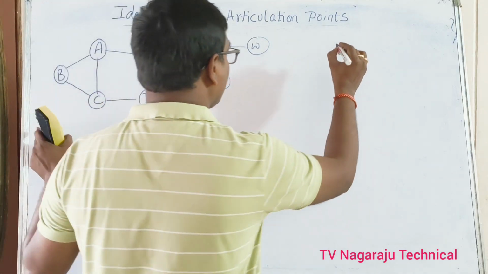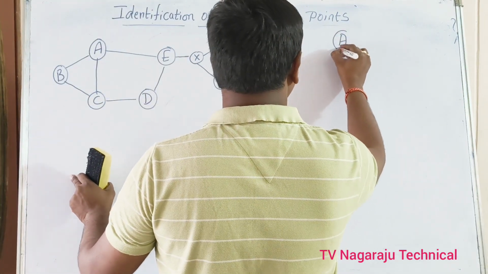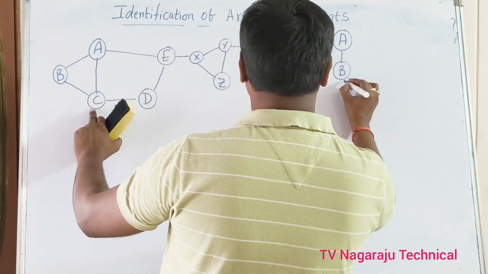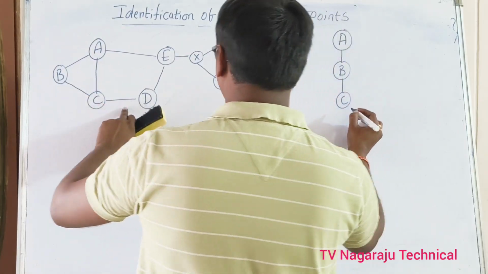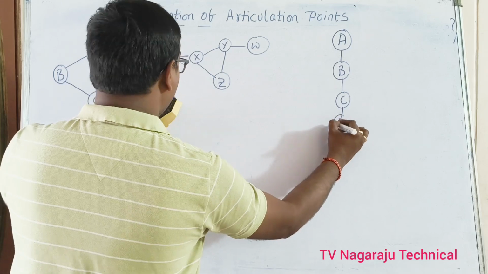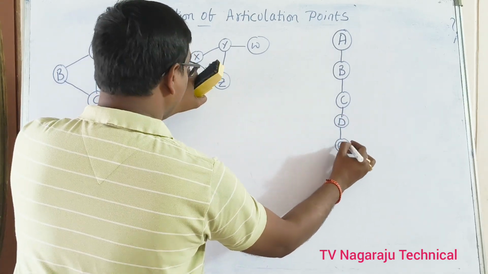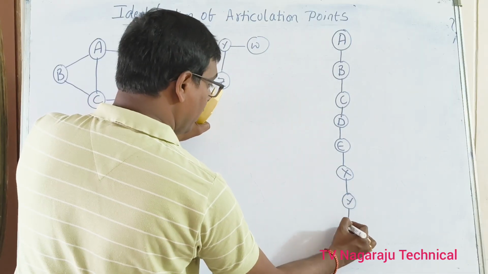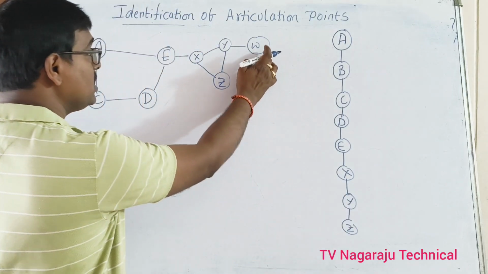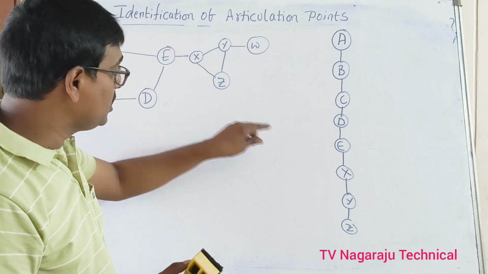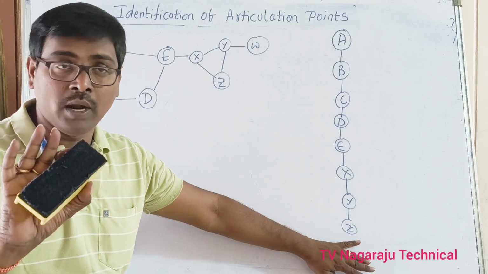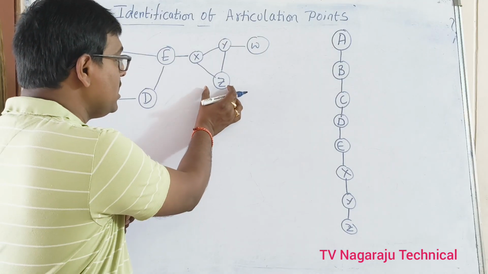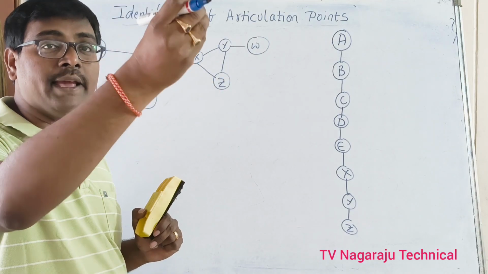Anyway, I am constructing the DFS tree starting from vertex A to the child B. I am moving to C, C to D, D to E, E to X, X to Y, and Y to Z. From Z there is no edge to W. From Z we stop the process. Now understand carefully: a dead end is reached. Once there is no child, backtrack to the parent.